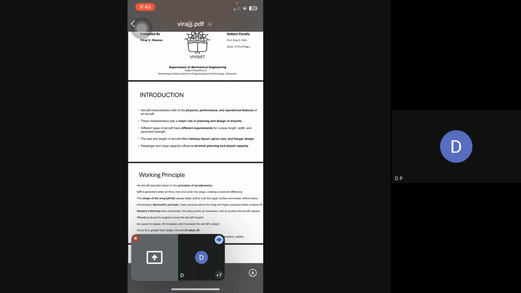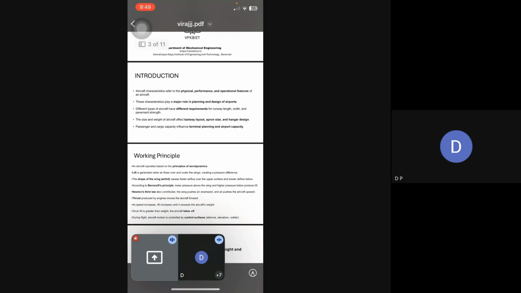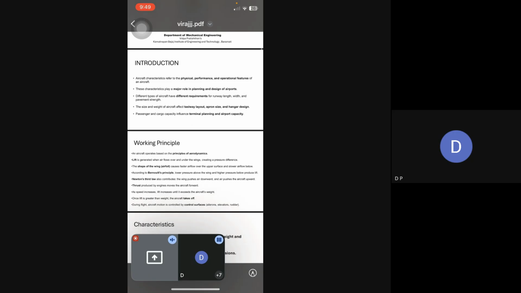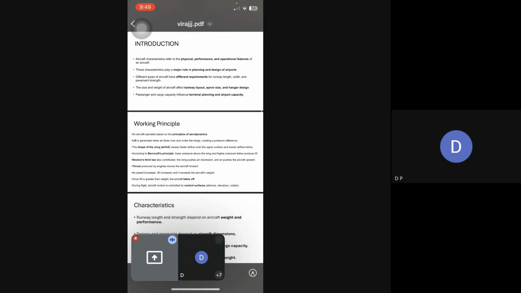Continue. Those characteristics play a major role in planning and design of airports. Different types of aircraft have different requirements for runway length, width, and pavement strength. The size and weight of aircraft affect taxiway layout, apron size, and hangar design. Passenger and cargo capacity influence terminal planning and airport capacity.